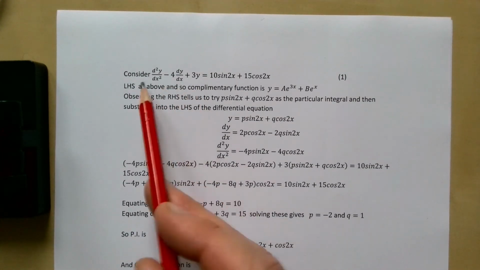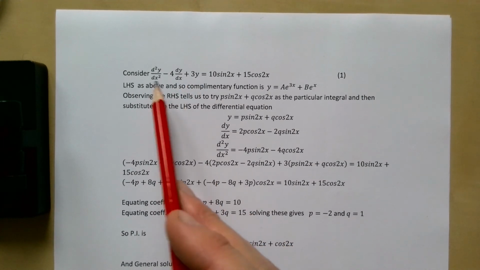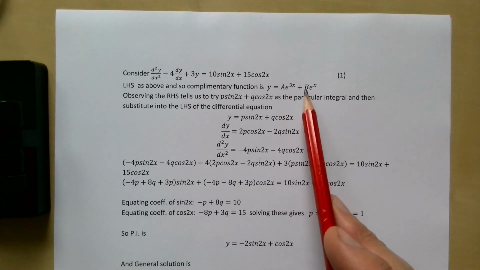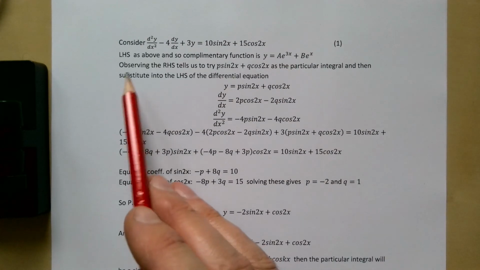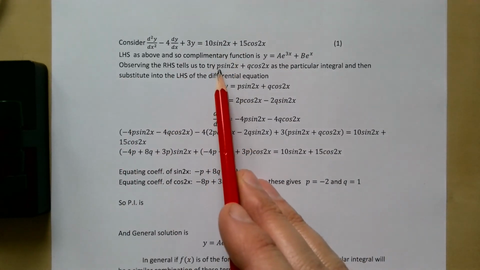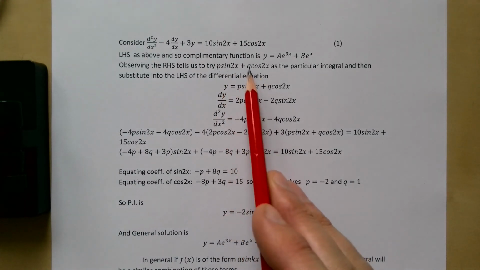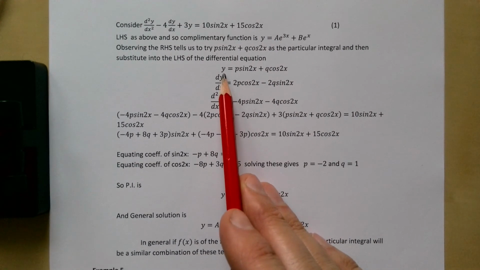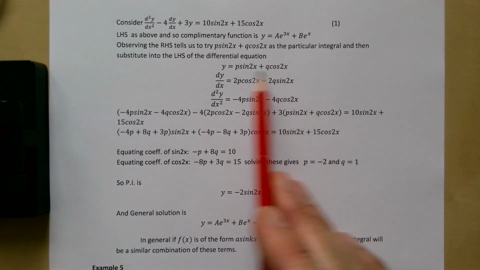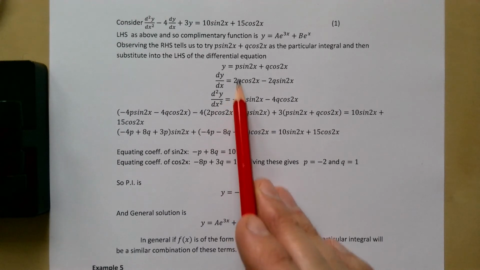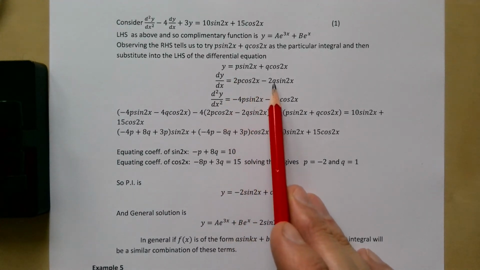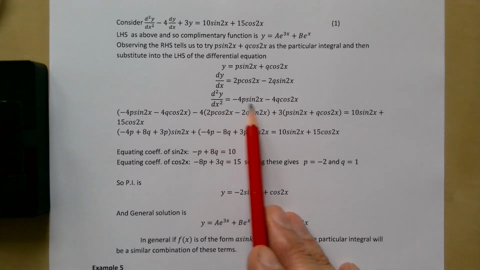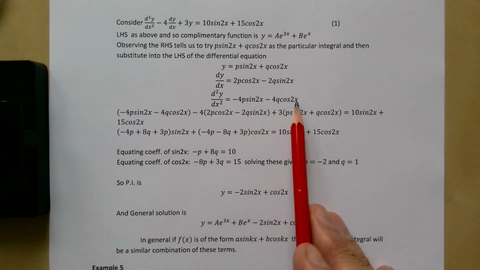Again, we have the same first part, so it's going to give us again the complementary function, which is y equals a e to the 3x plus b e to the x. By observing the right hand side, I'm going to try p sine 2x plus q cos 2x, again from looking at this, so I set my y equal to that. Differentiating this gives us 2p cos 2x minus 2q sine 2x, and then differentiating this gives us minus 4p sine 2x minus 4q cos 2x.